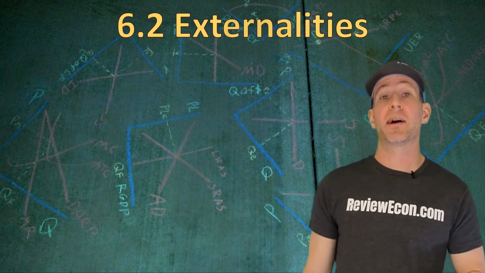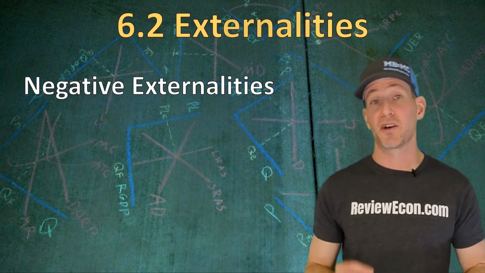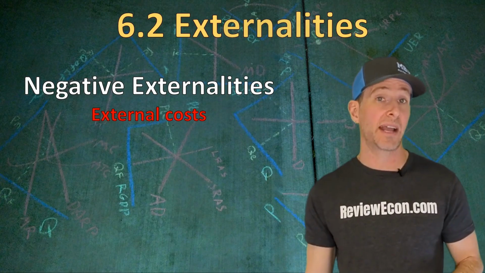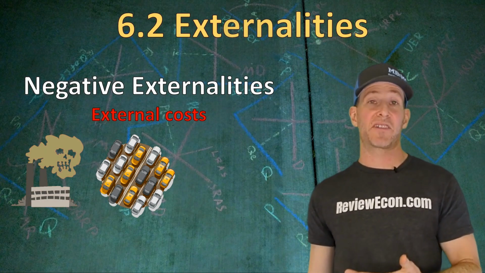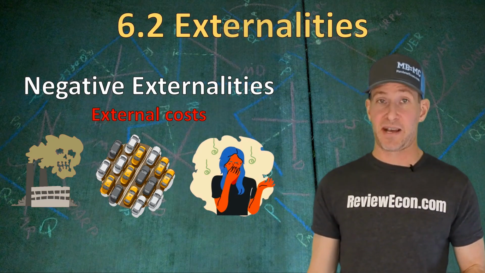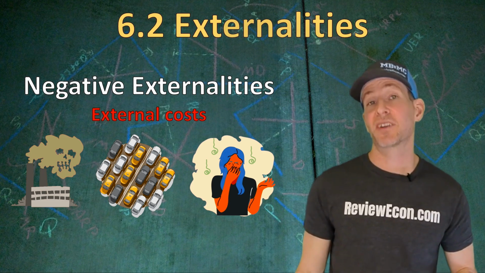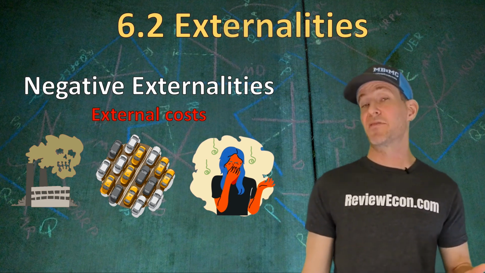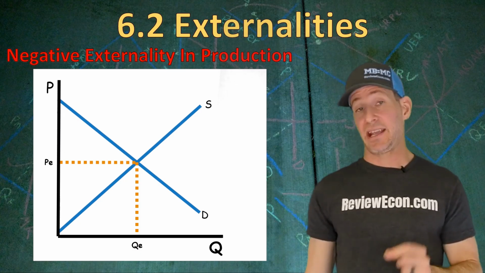So next we're going to talk about negative externalities in more detail. A negative externality is when there's a spillover cost to people who don't buy or produce a product. Factory pollution is a negative externality, as are traffic congestion or the pollution from cars, as well as unpleasant smells that are emitted from a factory or household. Those are all negative costs that fall on society when they haven't produced or bought the product at hand. Now we're going to graph a negative externality in production.